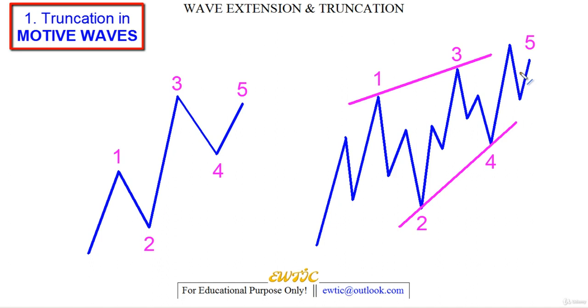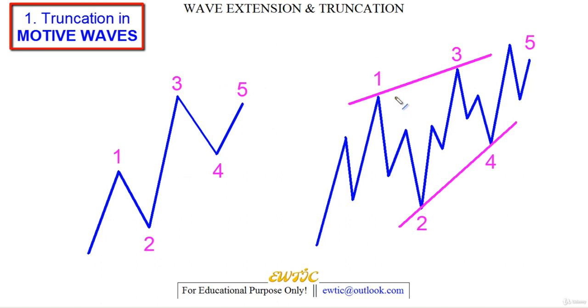you have a truncation between wave A and wave C of this fifth wave, right? So this is not the truncation of this fifth wave and the third wave, right? Because the fifth wave has clearly gone beyond the extreme point of wave 3, right? This is only the truncation of wave C with wave A, right? Because wave C has failed to reach the extreme point of wave A, right? Because normal truncation between wave 3 and wave 5 is not allowed in the diagonals, okay? It is allowed in the impulse waves but not in the diagonals. So that is the truncation in motive waves.